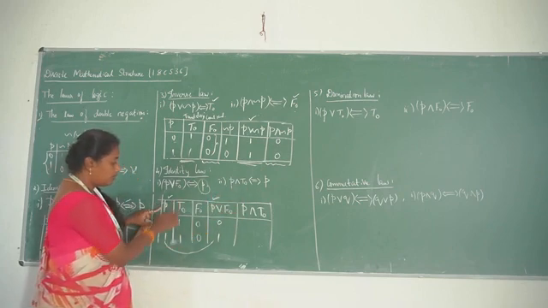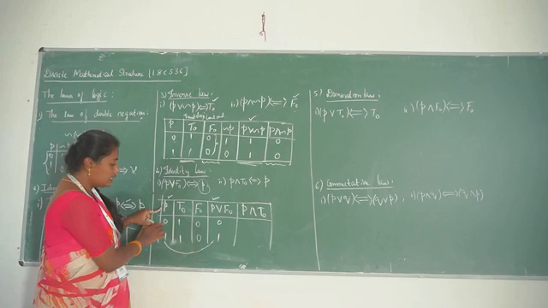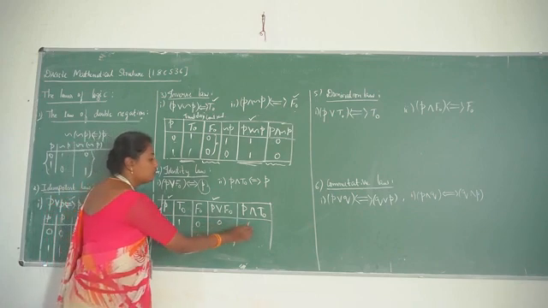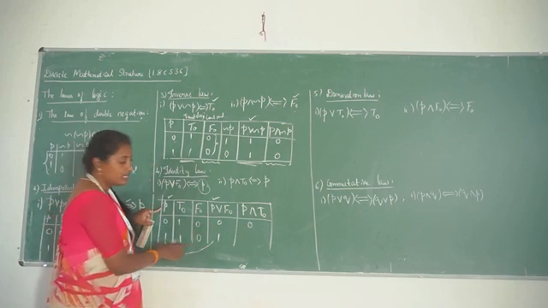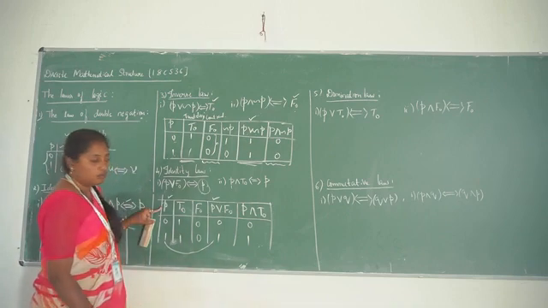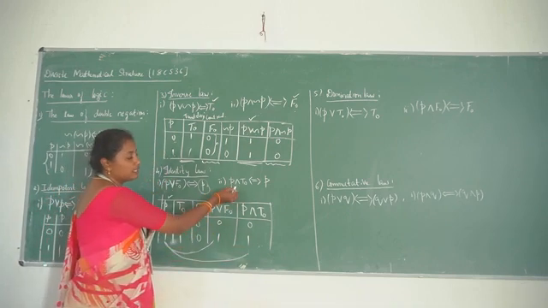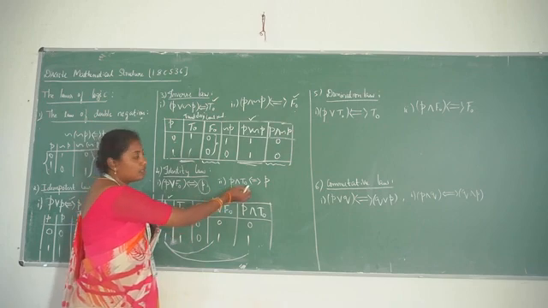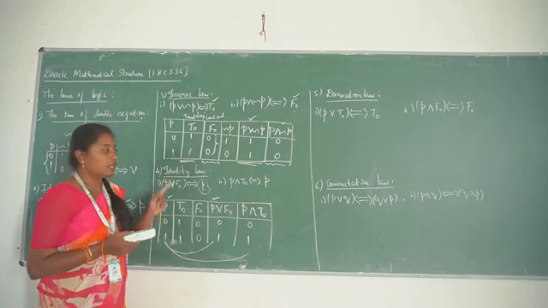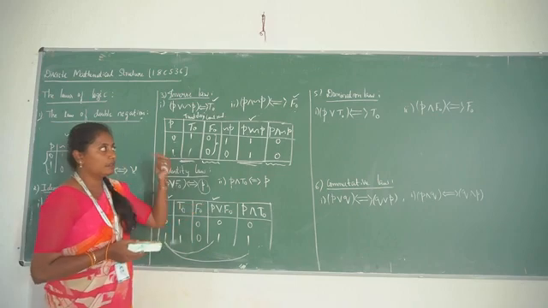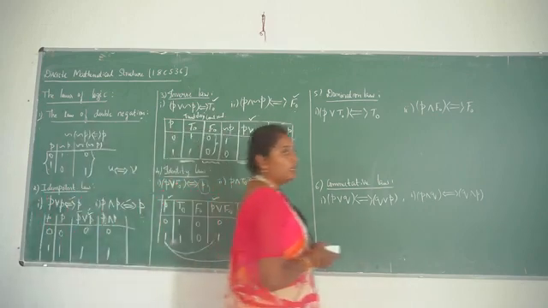Again P, we have to consider tautology values. 0 and 1 is 0, 1 and 1 is 1. So 0, 1 which results in again the same value, that means the conjunction of P and tautology is logically equivalent with the given proposition values. So next let us take the next one, domination law.